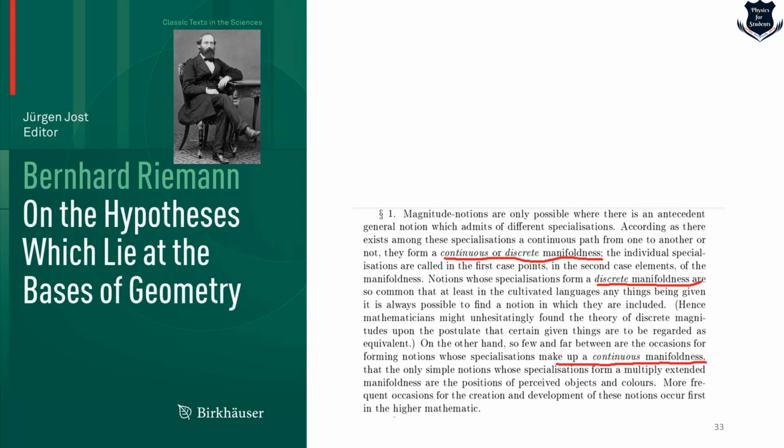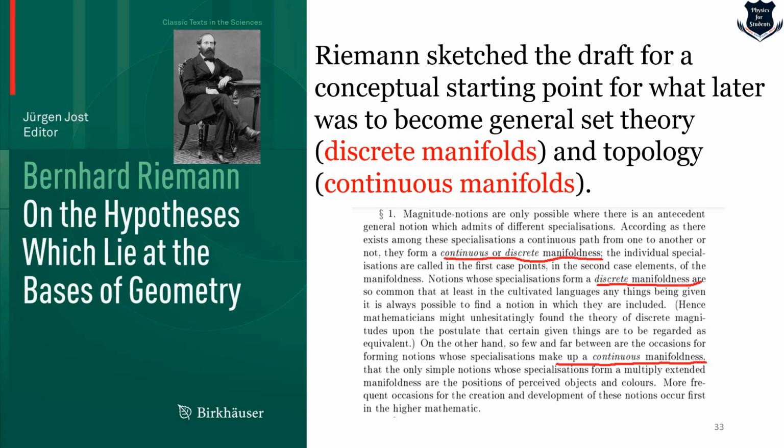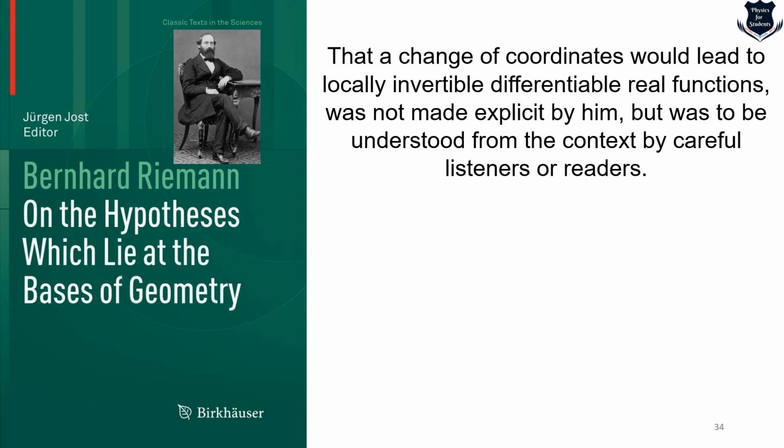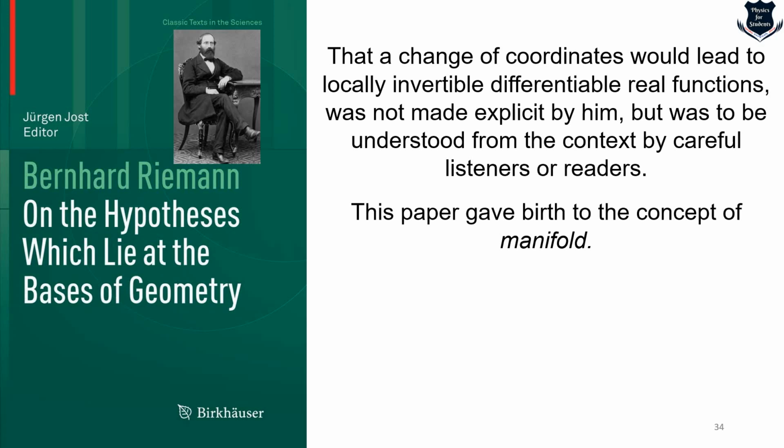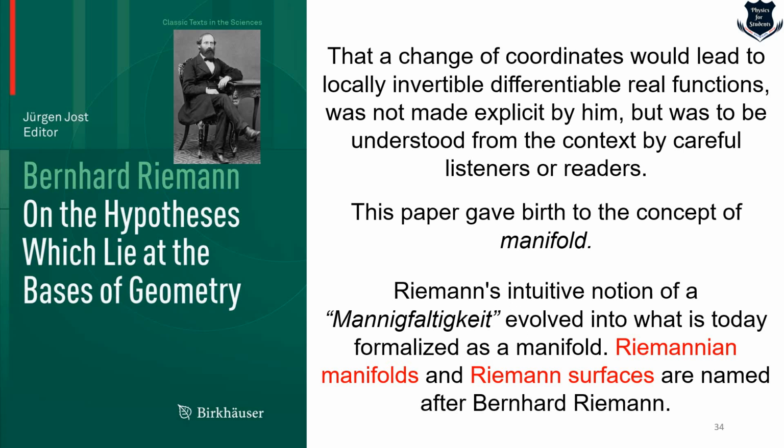So Riemann sketched the draft for a conceptual starting point of what was to become general set theory, discrete manifolds and topology of continuous manifolds. Going further, you see that a change of coordinates would lead to locally invertible differentiable real functions. This is important. That means this is invertible and these are real functions. This paper gave birth to the concept of manifold, and Riemann's intuitive notion evolved into what is today formalized as manifold. Riemannian manifolds and Riemann surfaces are named after Bernhard Riemann.